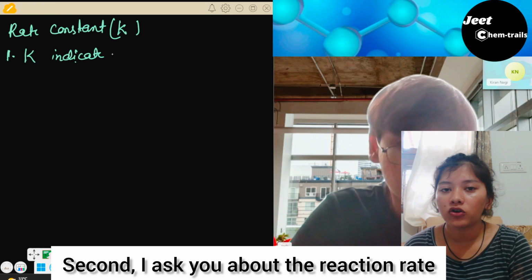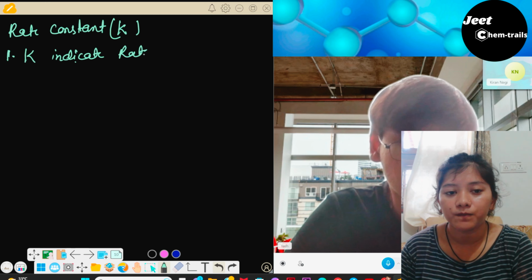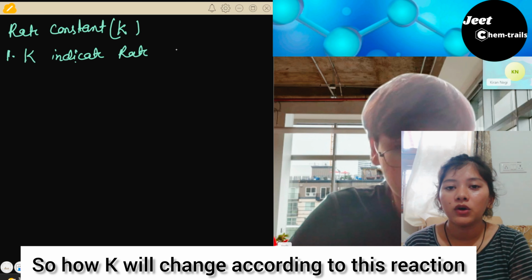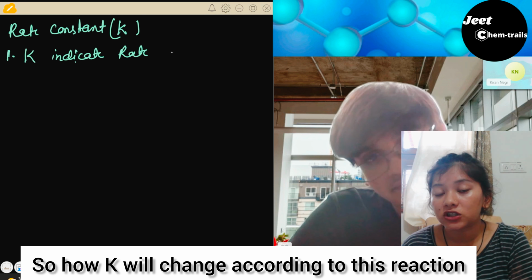Second, I ask you about the reaction rate, like we have some faster reactions and slower reactions. So how will K change according to this reaction?